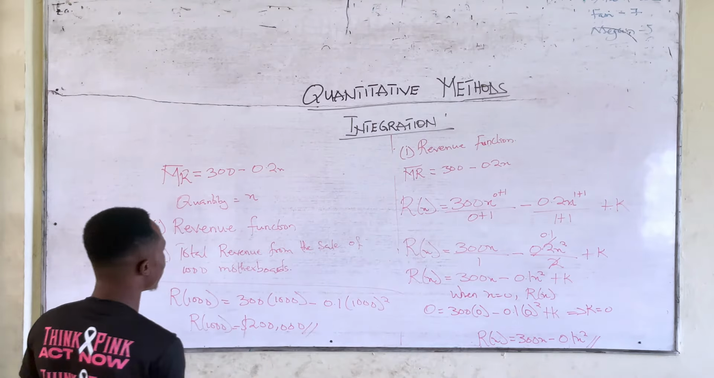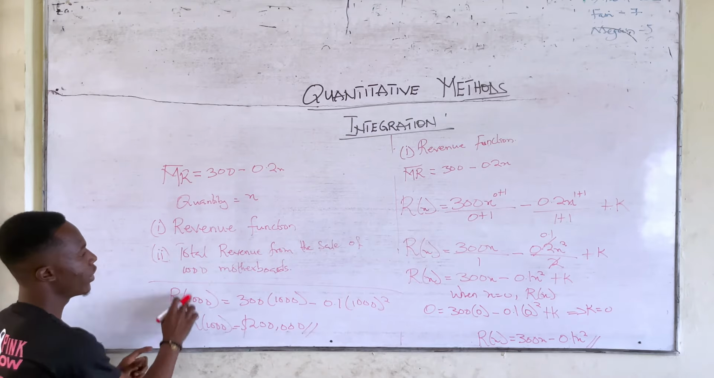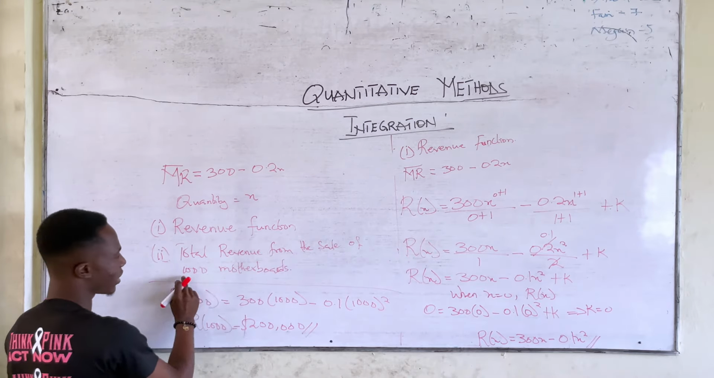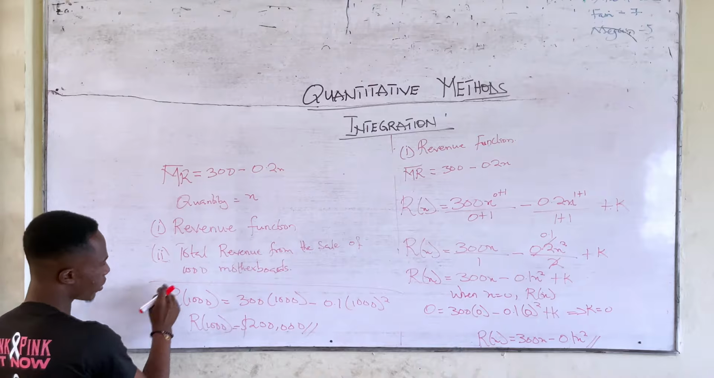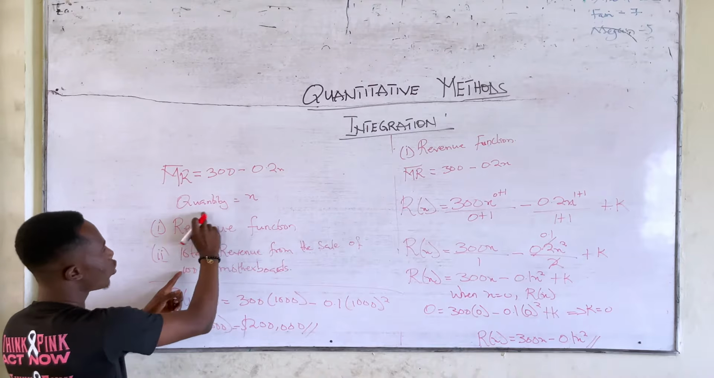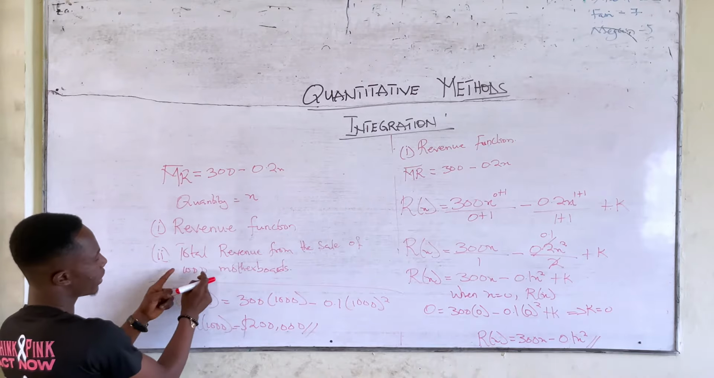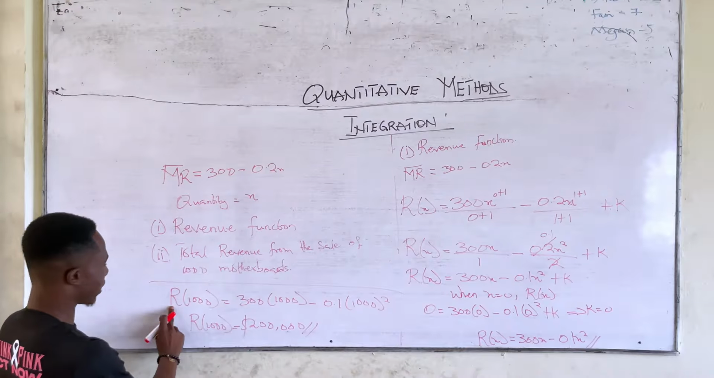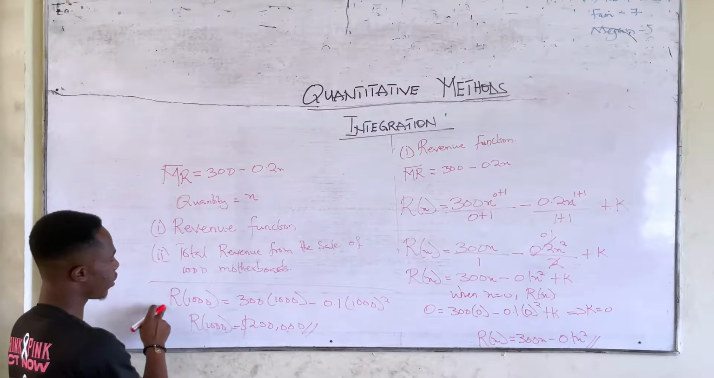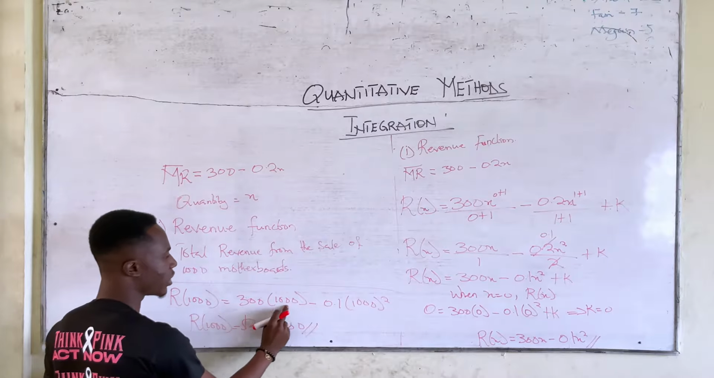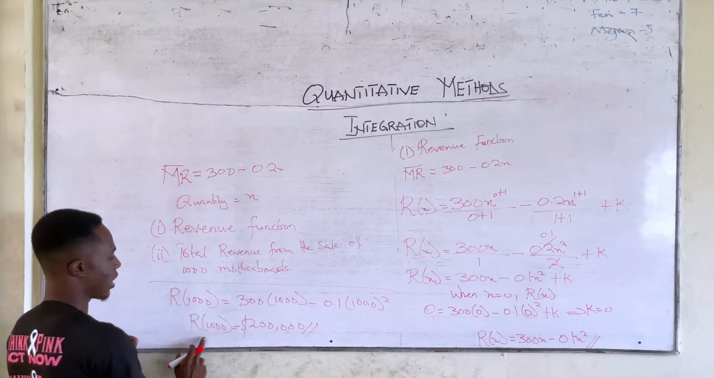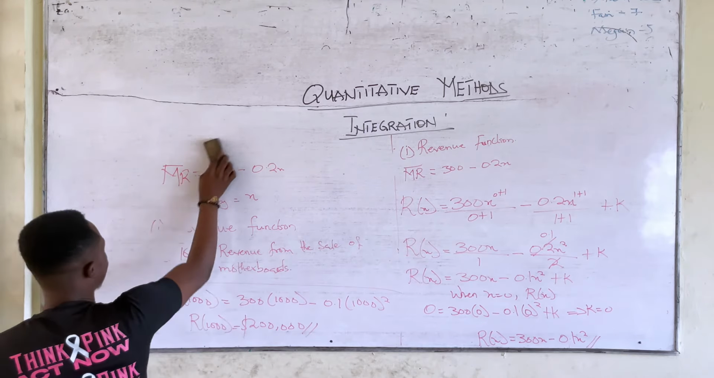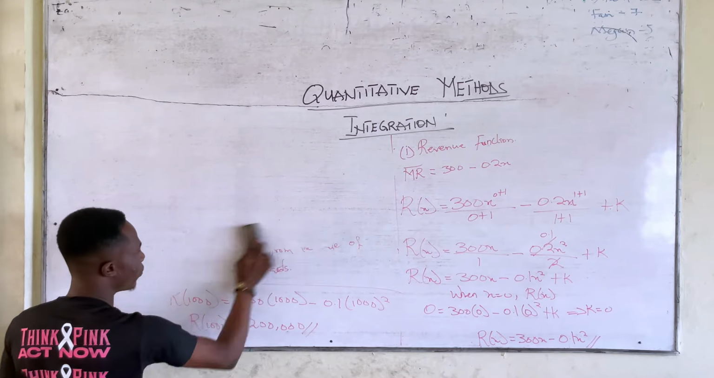So when you are done with the revenue function, you come to the second question. You are to find the total revenue from the sale of 1,000 motherboards. And so 1,000 means quantity. They sold 1,000. So you are to substitute 1,000 for X. So that is R of 1,000 instead of R of X. So wherever you see X, you put 1,000. And now the total revenue is $200,000. Let's tackle the second question and we are done.